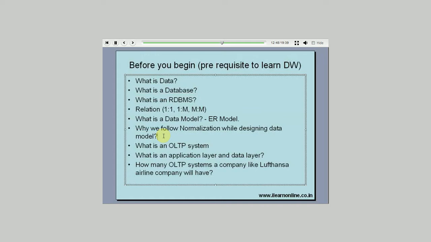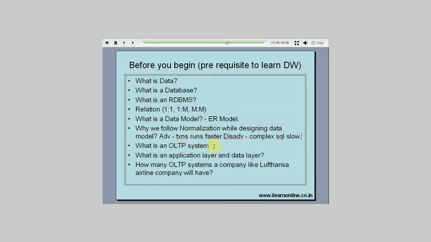Okay, so what is the disadvantage of normalization? So we can say advantage: your transactions run faster. What is the disadvantage? The disadvantage is your complex SQL runs slow. Okay, so this is the high level of normalization.